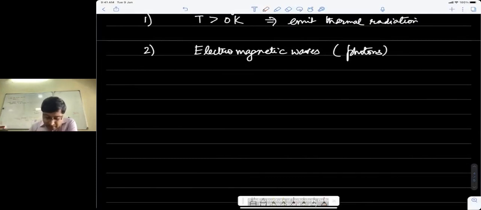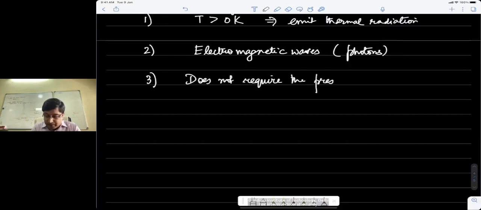The third aspect about radiation is that this is a form of energy exchange which does not require the presence of an intermediate medium between two solids. So this does not require the presence of a medium.